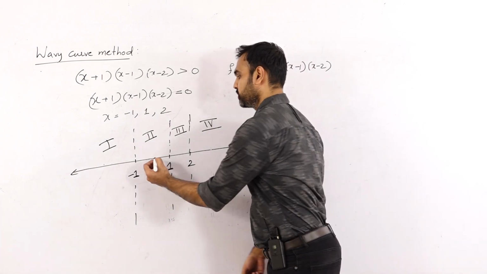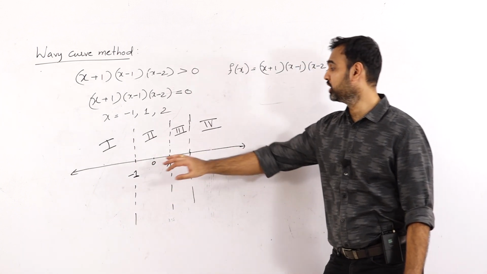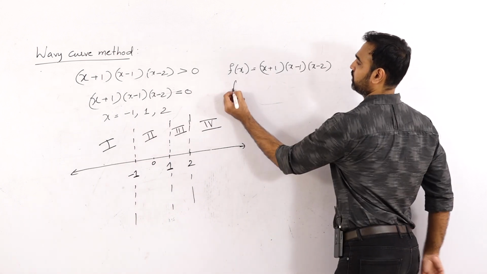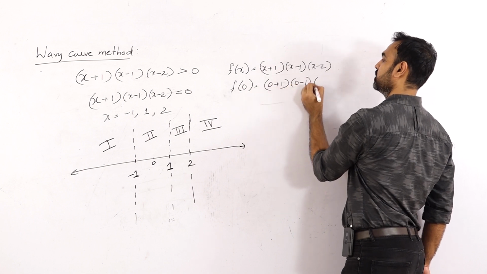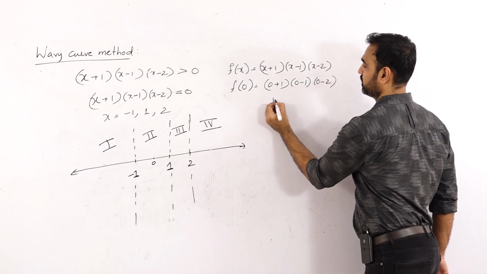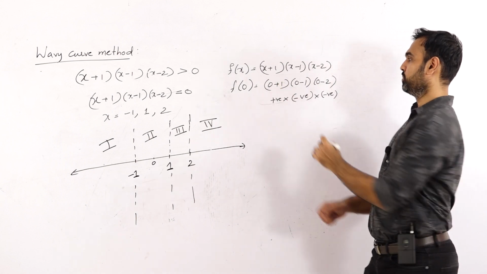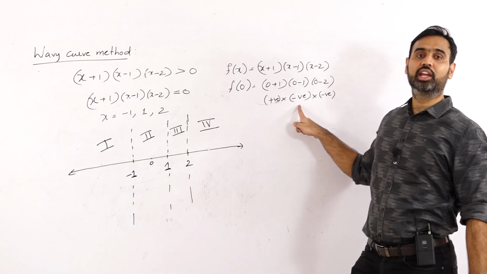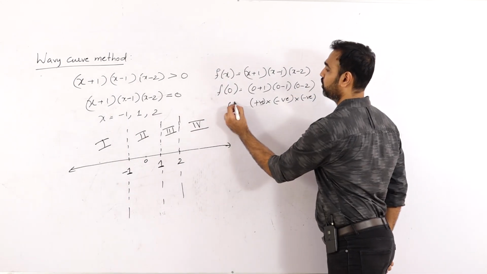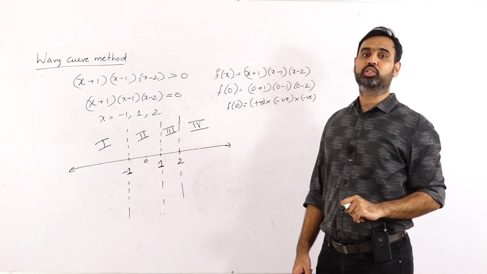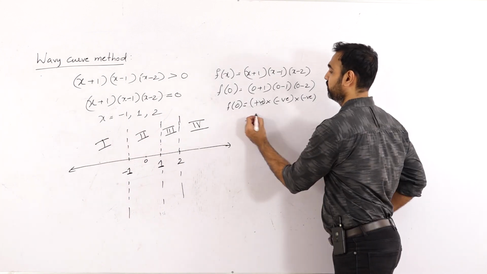Let's consider 0. 0 belongs to the second region. I am considering 0 as a value of x. So I substitute x equal to 0. F of 0 is equal to (0 plus 1)(0 minus 1)(0 minus 2). So this is positive into negative into negative. 0 plus 1 is positive, plus 1. 0 minus 1 is negative, minus 1. 0 minus 2 is negative, minus 2. I don't want the exact value of f of 0. I want to know whether f of 0 is positive or negative. So positive into negative is negative, and negative into negative is positive.